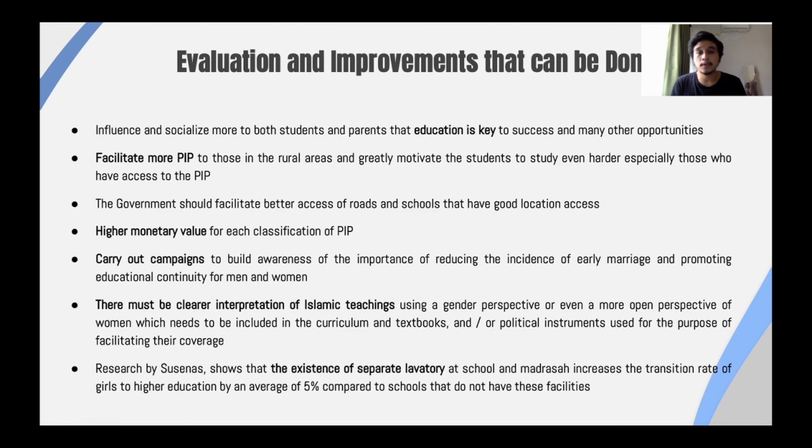And also when we talk about the classification of KIP, we saw that for primary school they get about 1.125 million per year, junior high school about 1.875 million per year, and senior high school about 2.5 million per year. That might, of course, be a big number for the government when you combine it with all 17.9 million KIP beneficiaries.